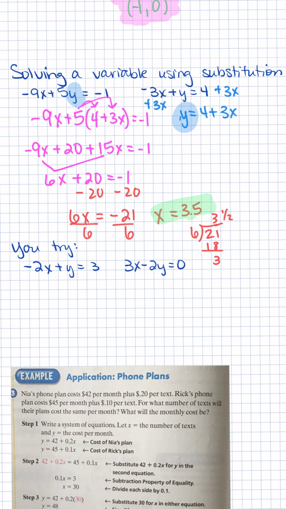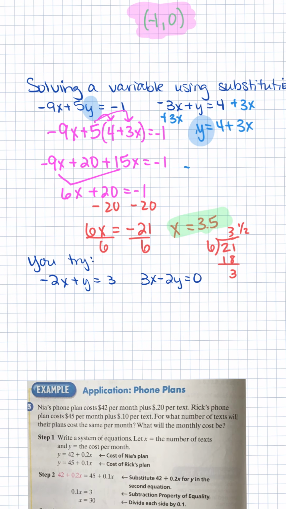So now we want to plug that into the original equation. So we have negative 3 times 3.5 plus y equals 4. This is going to equal negative 10.5 when you distribute it in, plus y equals 4. So we're going to add 10.5 to both sides, and I get y equals 14.5.